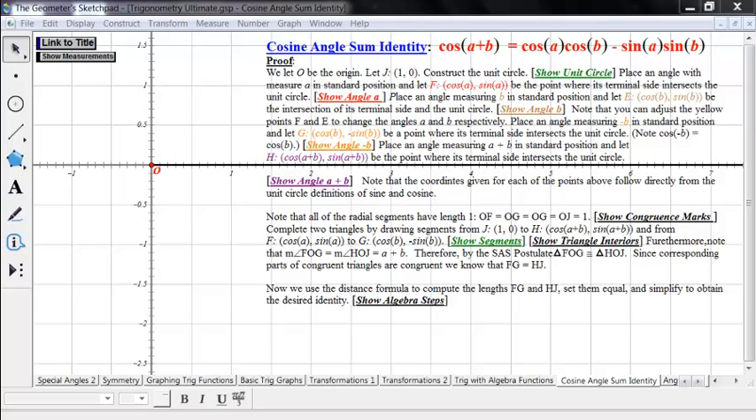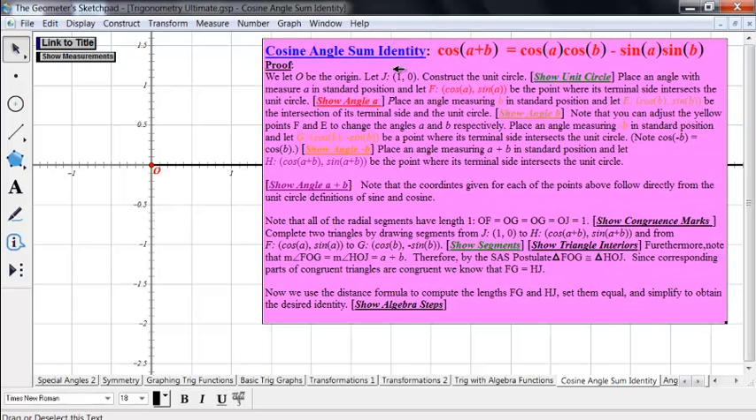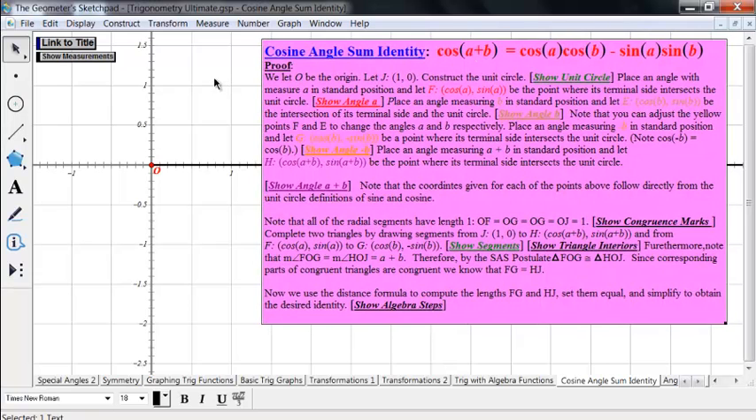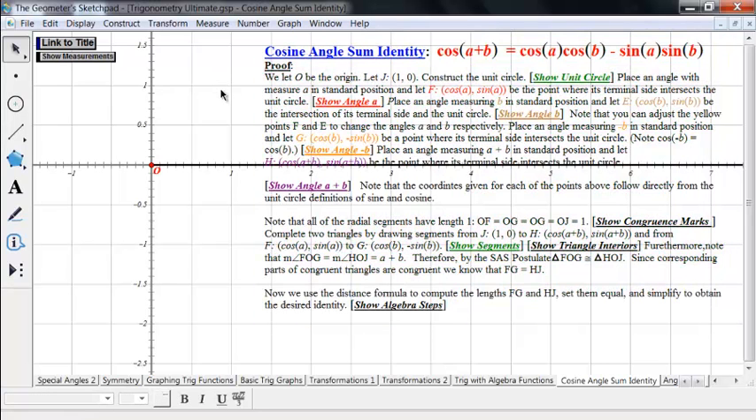Today we're going to be looking at the cosine angle sum identity here. The cosine angle sum identity says that cosine of angle A plus B is equal to cosine of A times cosine of B minus sine of A times sine of B. And so we want to prove this identity.